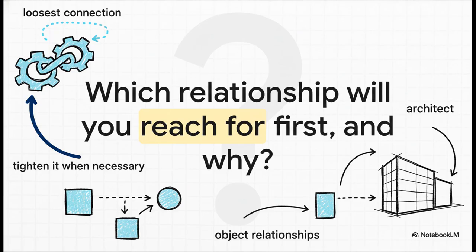So as we wrap up, I'll leave you with this to think about. On your next project, what's your default? Where do you start? Do you begin with the loosest connection possible and only make it tighter when you absolutely have to? You see, understanding these relationships is so much more than just writing code. It's about learning to think like a software architect.